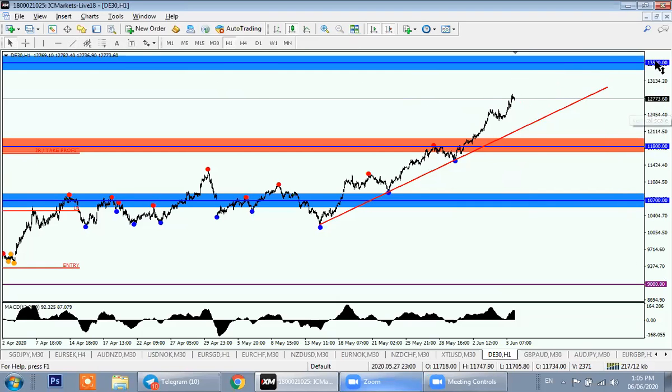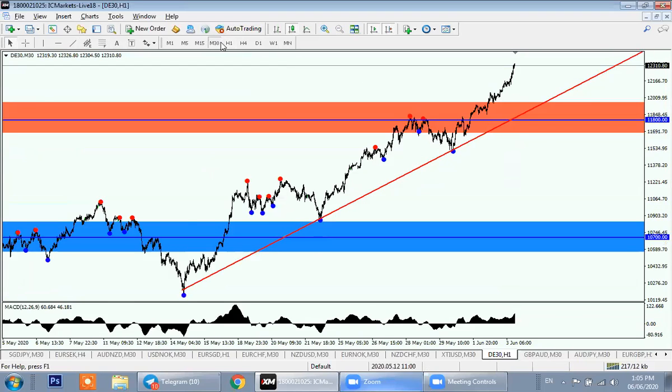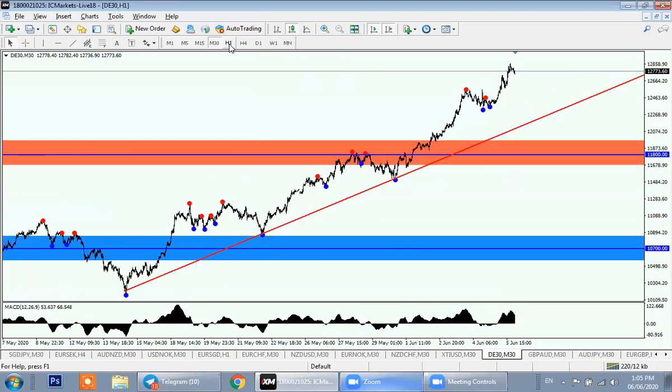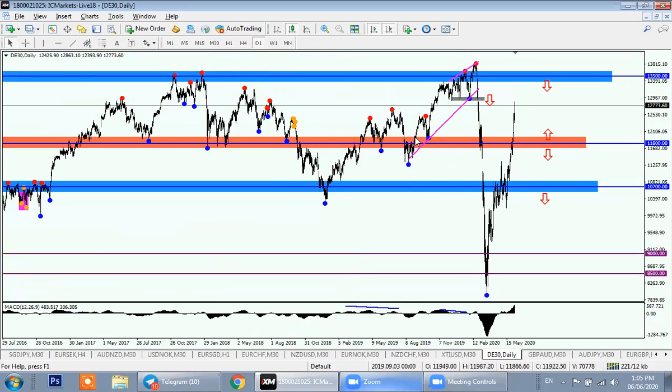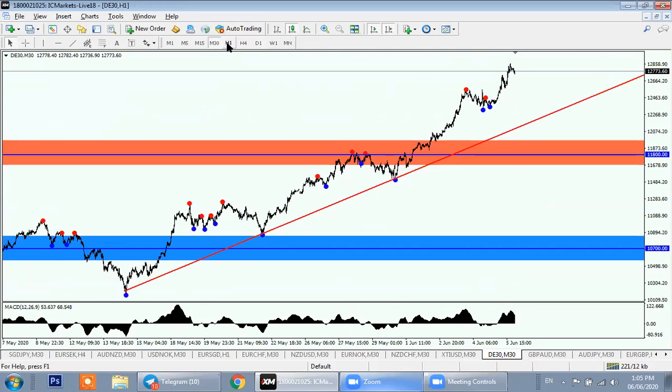Meanwhile, DAX is overall bullish, and we can look for buy opportunities if price made it till around our previous resistance. As you can see here, 1, 2, 3, 4, 5, a very, very strong support and resistance zone. And here as well, a very strong demand and resistance area.